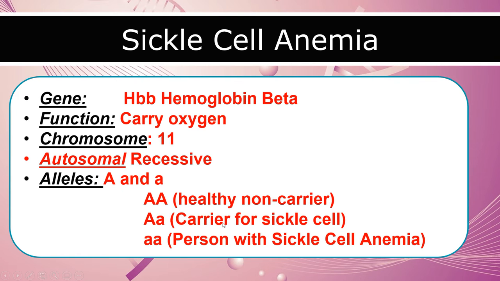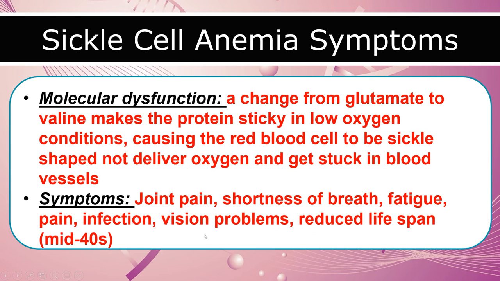So if you look on an exam and it's saying someone is a carrier for sickle cell anemia, you automatically know that this is their genotype. They have the heterozygous genotype. And similarly, somebody who actually has sickle cell anemia is going to be homozygous recessive because they have 2 bad copies of that hemoglobin gene.